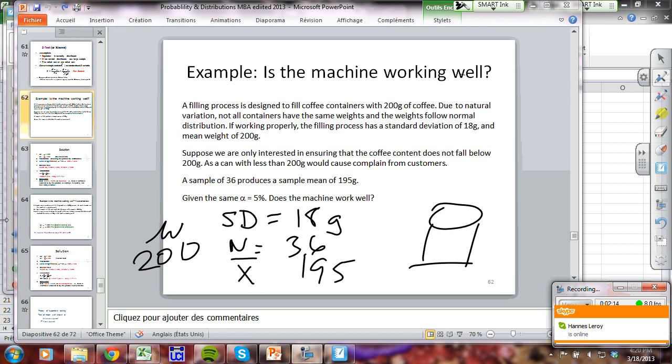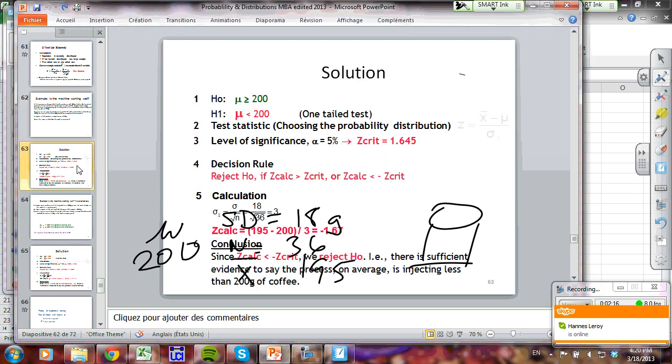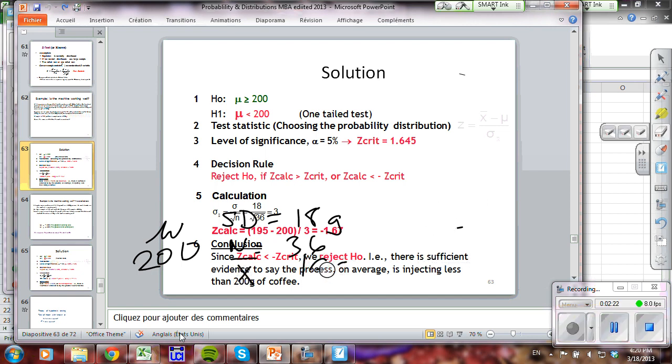So let me go to the solution. All right, let me get rid of these things for you. You need those. Okay, sorry, erasing.